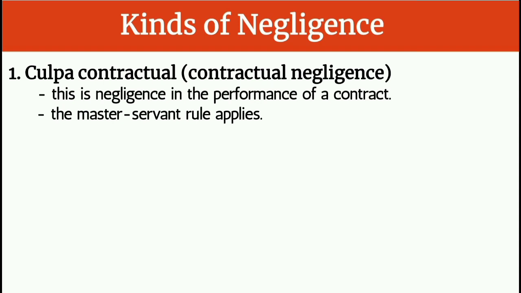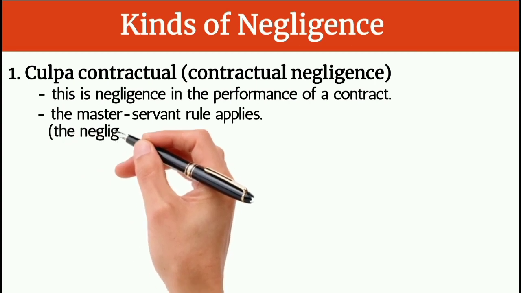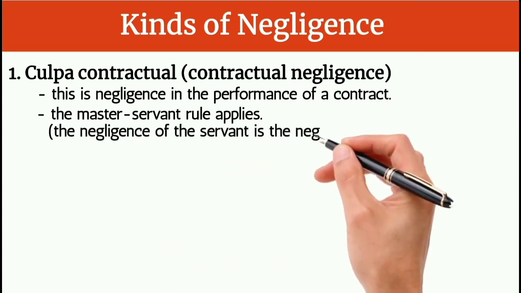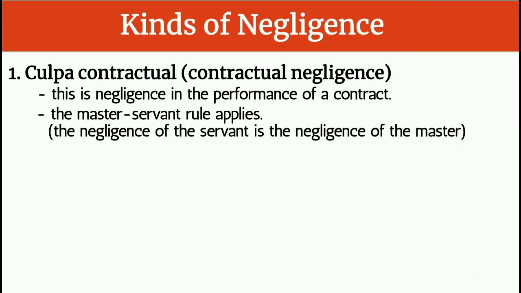Ano ba yung ibig sabihin ng master-servant rule? Ang ibig sabihin nito, yung negligence ng servant ay negligence ng master. That means, if the servant is negligent, then the master is also negligent. Pwede rin nating sabihin na yung negligence ng employee ay negligence na din ng employer. If the employee is negligent, then the employer is also negligent. Yun yung ibig sabihin ng master-servant rule.